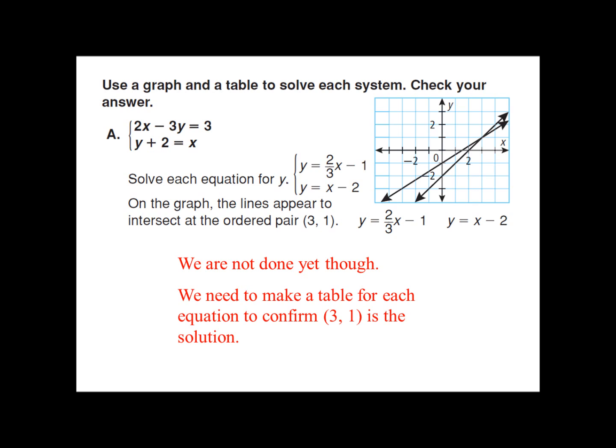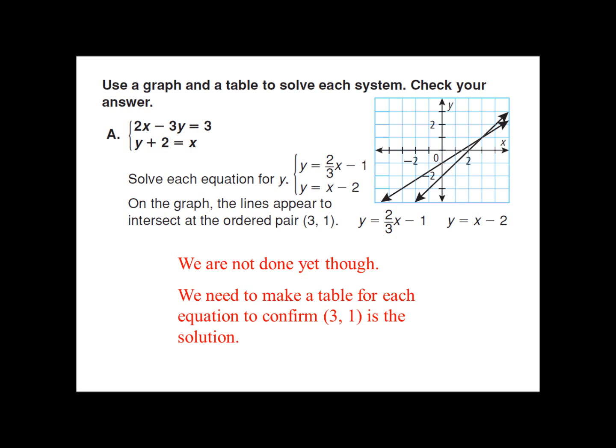On the graph, it appears that these two lines cross at the point (3, 1). So I think that (3, 1) is the solution for this system. But the problem doesn't say use a graph to solve this. It says use a graph and a table.